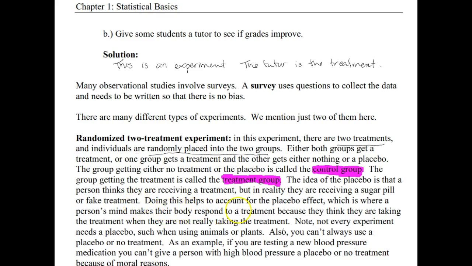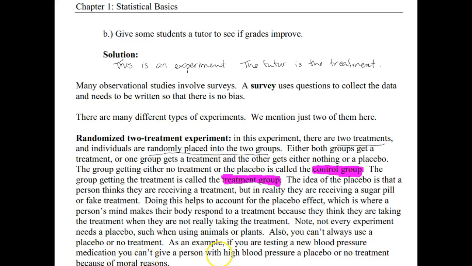So doing this helps to account for the placebo effect, which is where a person's mind makes their body respond to a treatment because they think they are taking the treatment when they're not really taking the treatment. So note, not every experiment needs a placebo, okay, such as using animals or plants. Also, you can't always use a placebo or a no treatment group.